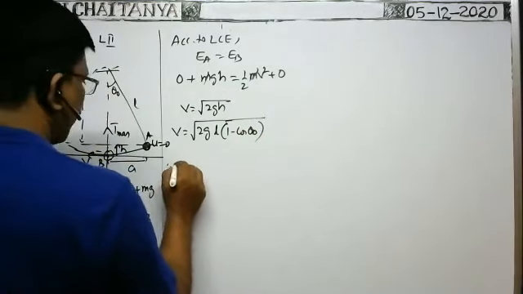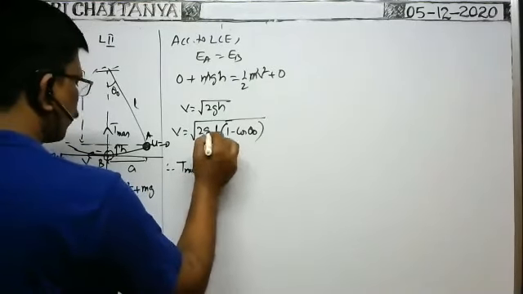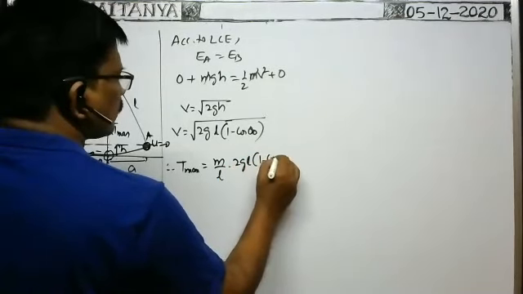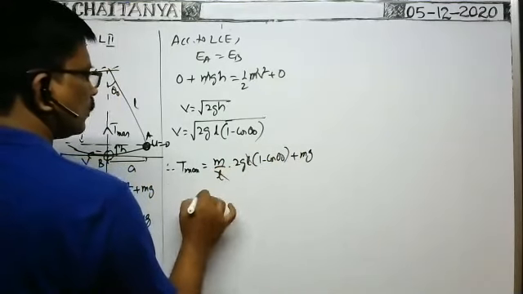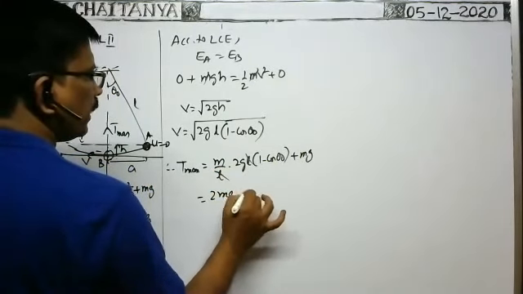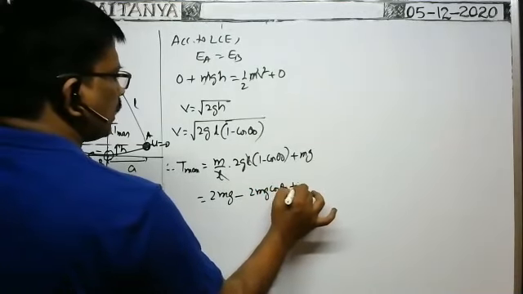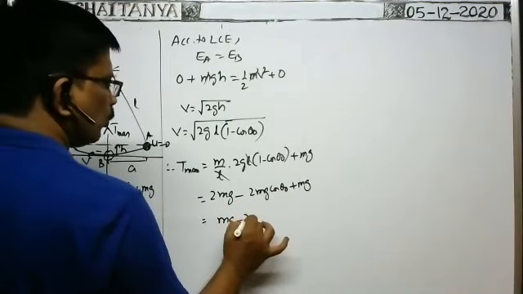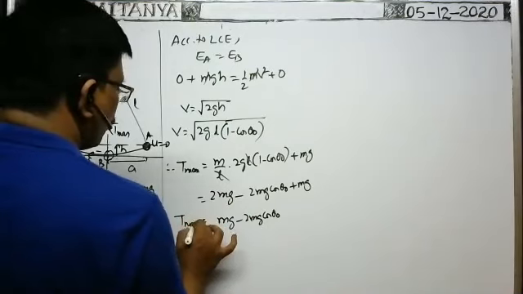Therefore, Tmax is equal to m by L into v square. For v square, the root will be cancelled: 2gL of 1 minus cos theta naught, plus mg. So L and L cancel. So this is equal to 2mg minus 2mg cos theta naught plus mg. So here it becomes 3mg minus 2mg cos theta naught. It is the maximum tension.